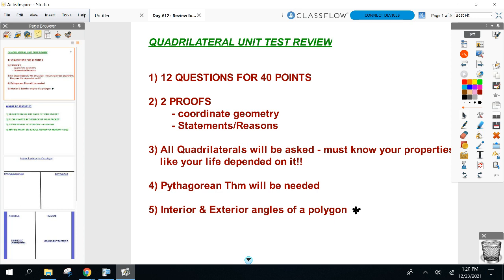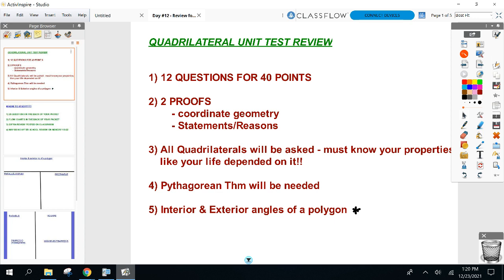There is the topics and everything on the test. If you go to Unit 6, you'll see unit test topics. That's the same thing you're looking at right now up on the screen. You guys have that on Classroom. It says unit test topics. It's going to be 2 proofs, our good old coordinate geometry one we've been working our tails off with, and then our traditional statements reasons.